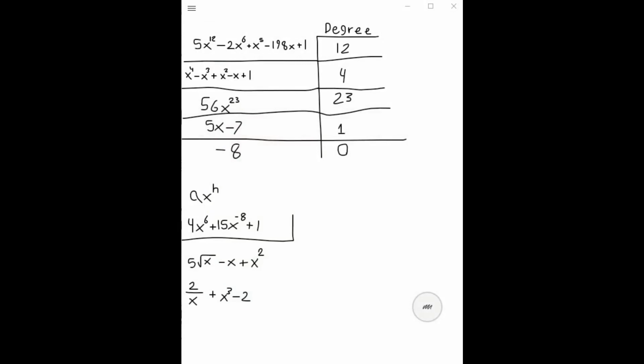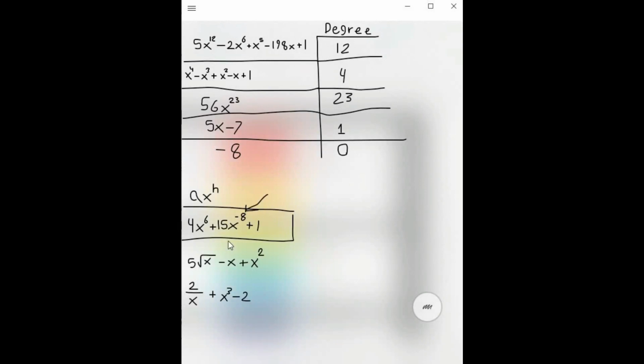We have some examples of non-polynomials. The first one is not a polynomial because it has a negative exponent. Polynomial exponents are positive. The next one has a rational root. It can be set to 5x to the power of 1 over 2.